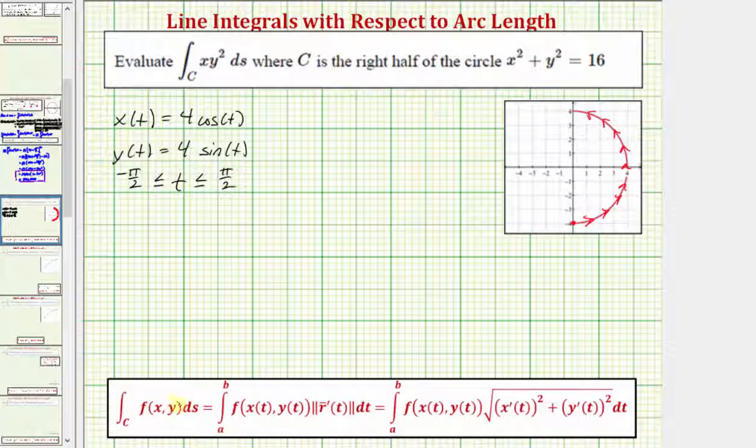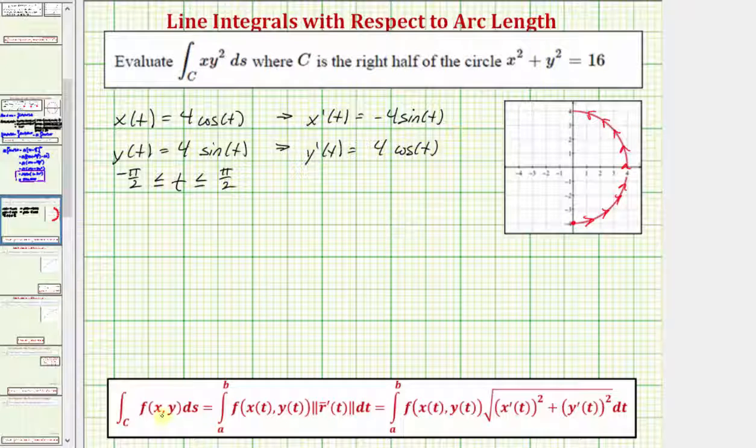Now looking at our notes below, to evaluate the line integral, we need to write it in this form here, where we need to write f as a function of t using our parametric equations, and then differential s is equal to the square root of x prime of t squared plus y prime of t squared dt. Since we already found the parametric equations, let's also find x prime of t and y prime of t. So x prime of t is equal to the derivative of 4 cosine t, which is negative 4 sine t, and y prime of t is the derivative of 4 sine t, which is 4 cosine t.